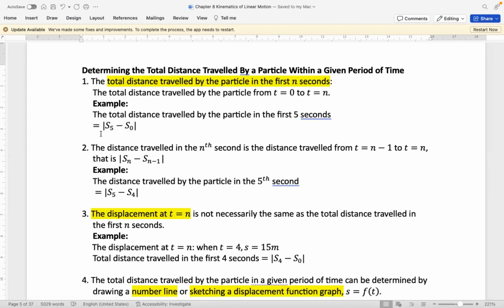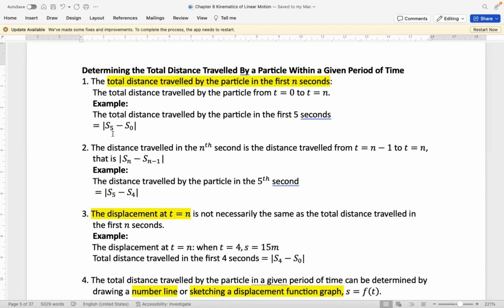That means you can do your working as modulus of S5 minus S0. That means you substitute t equals 5 into the displacement equation, minus you substitute 0 into the displacement equation. Then you'll get the answer for distance. And because distance is a scalar quantity, the answer must be positive.